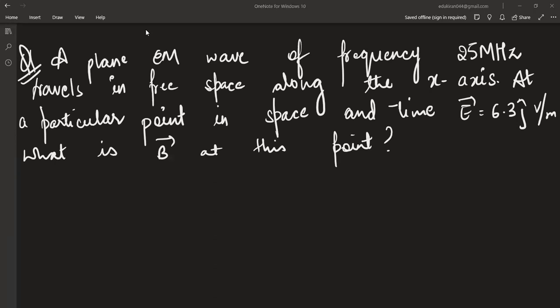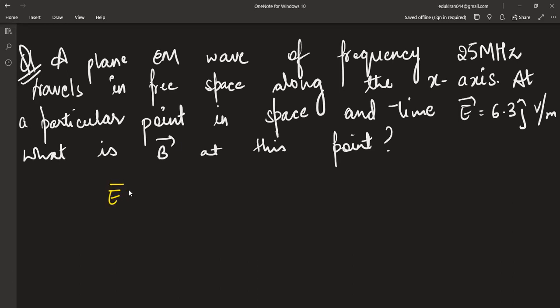A plane EM wave of frequency 25 megahertz travels in free space along the x-axis. At a particular point in space and time, the electric field is given. You have to calculate the magnetic field.